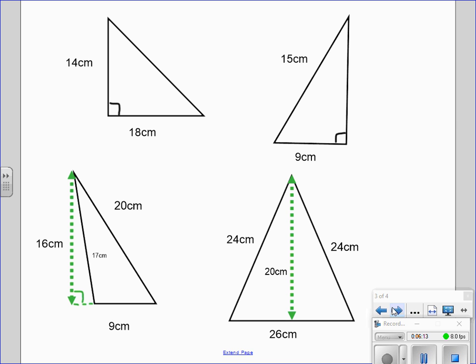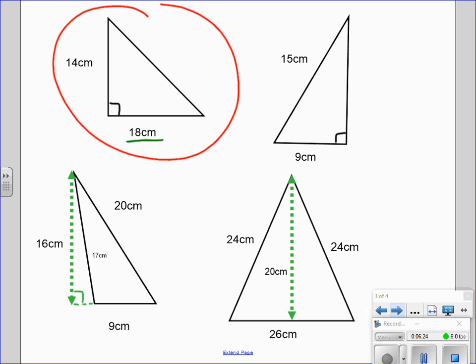All right, we've got, looks like a right triangle here. Let's look at this one here. I'll circle it in case you're not sure which one I was thinking of. Okay, we've got a base of 18, it looks like, and a height, because it's a right triangle, a base of 18 and a height of 14.